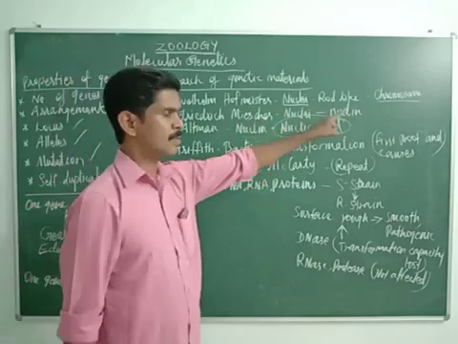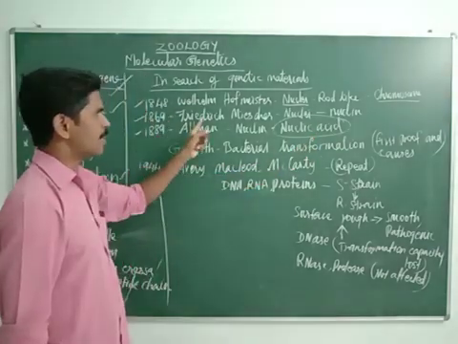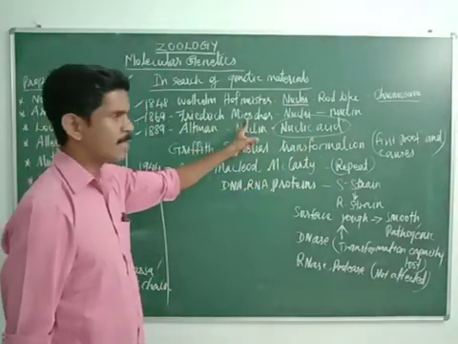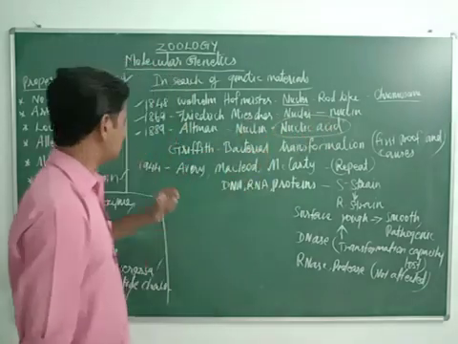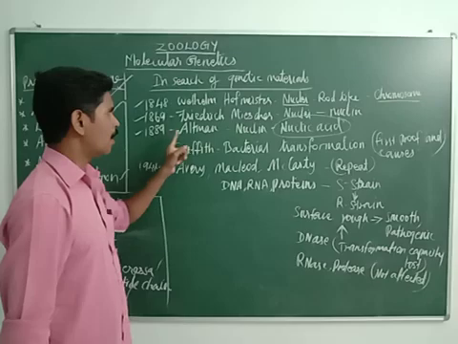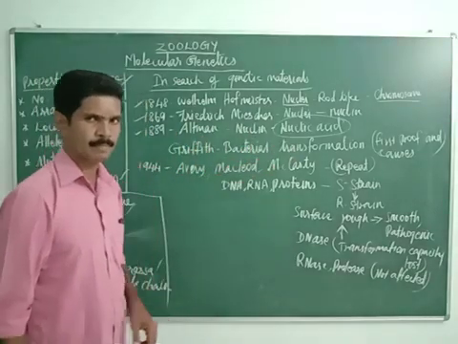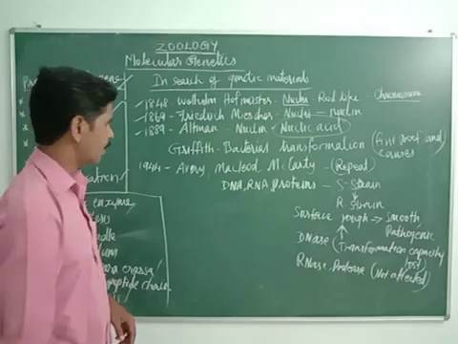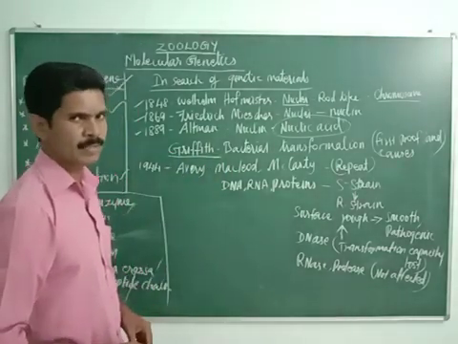This rod-like structure is called a chromosome. Then in the year 1869, Friedrich Miescher called the nuclei of the cell nuclein. Then in the year 1889, Altmann called the nuclein nucleic acid. Understand, dear students? Then another very famous scientist, Griffith.